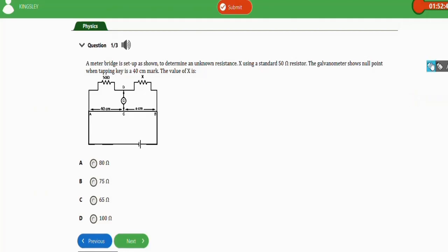Now, guys, when it comes to meter bridge, this is a formula I basically use. I follow it to solve problems involving meter bridge. So this is the formula: R1 over L1 equals R2 over L2. This is the formula that works for me, and I also believe that it will work for most of you watching this video. So in this question, we have our R1 is 50 ohms.